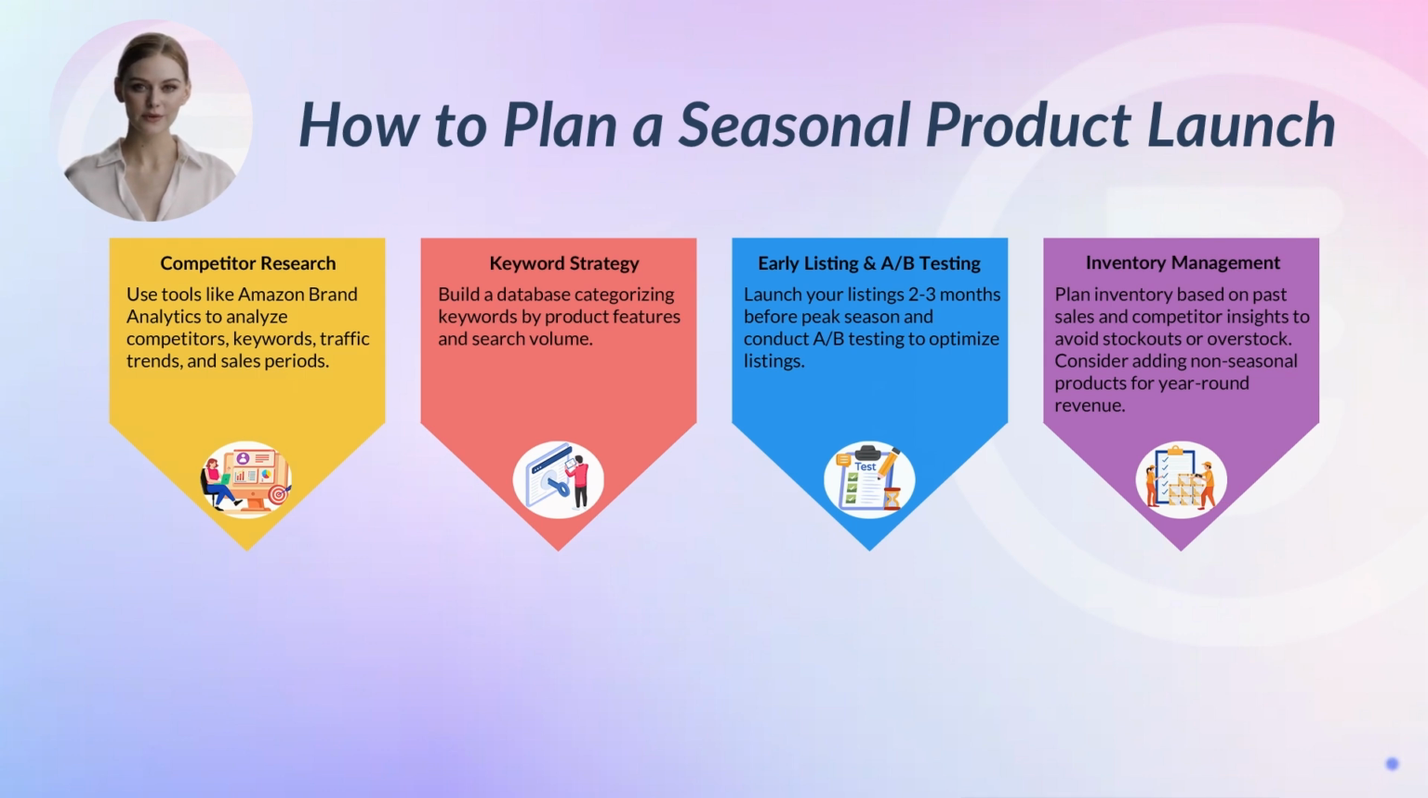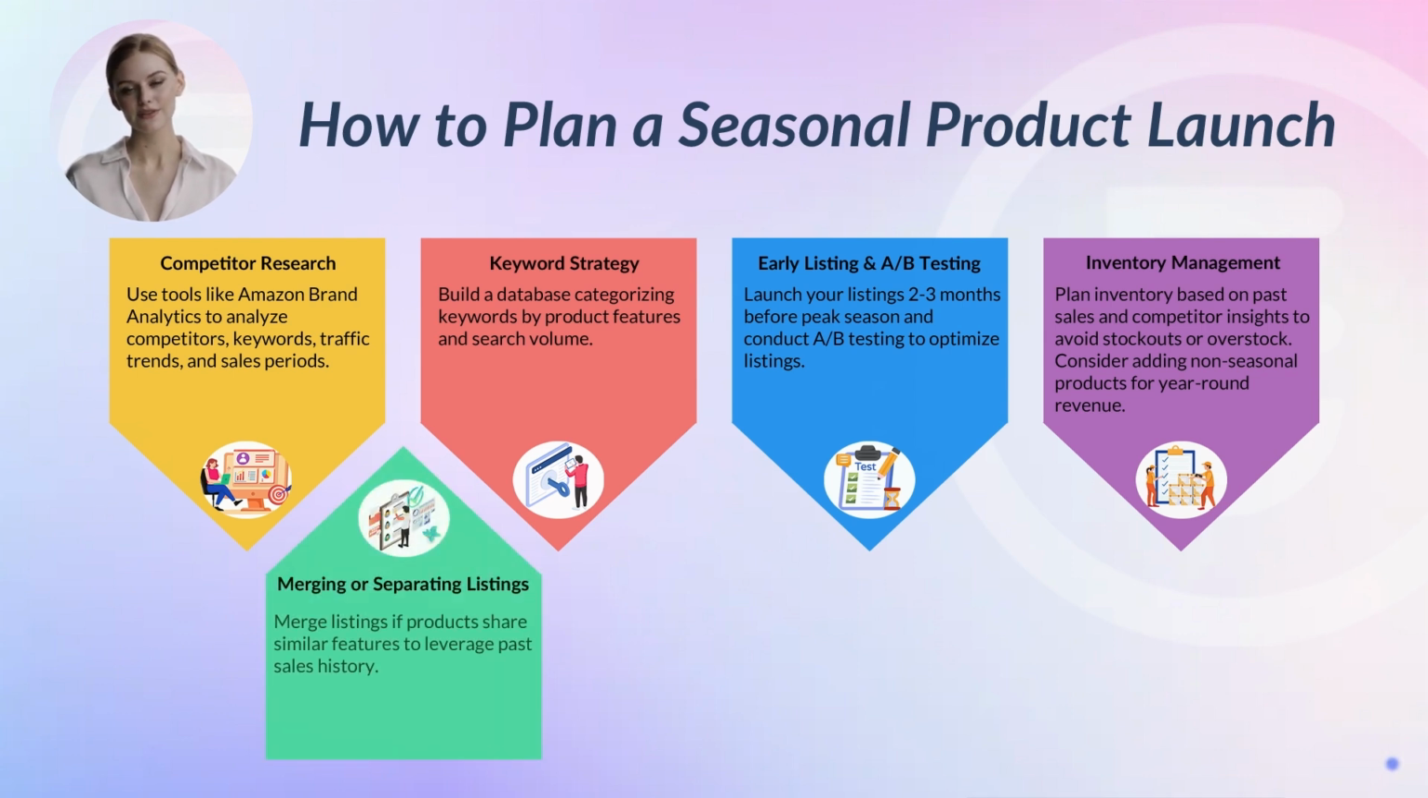If you've sold similar seasonal items before, evaluate whether to merge or separate listings. If this year's product is significantly different from previous versions, for example, products that upgraded this year, keeping a separate listing may help target different buyer segments while avoiding confusion. However, if variations share similar core features, merging can help leverage existing sales history for better ranking.